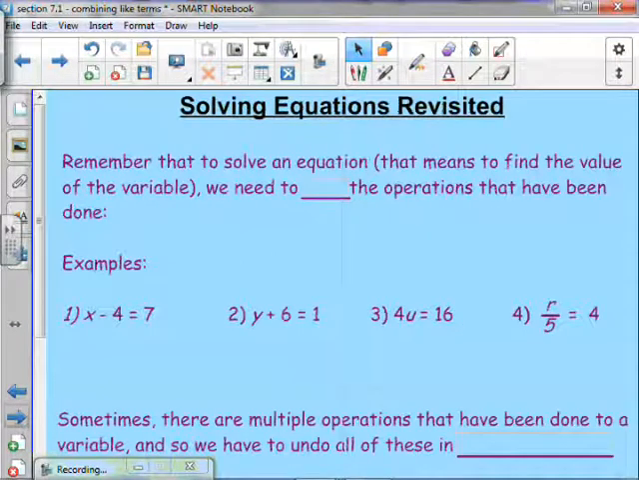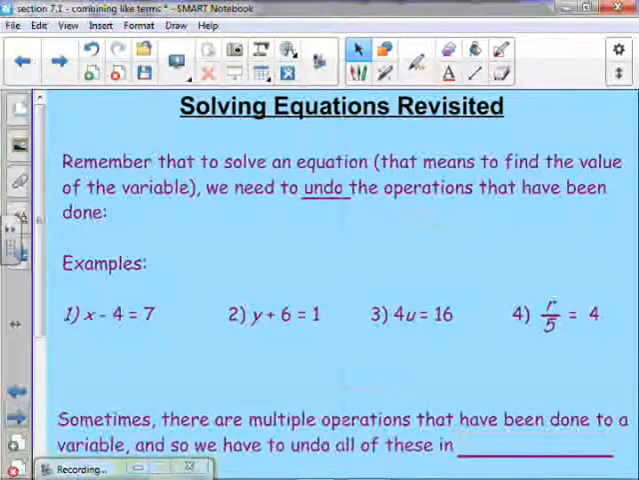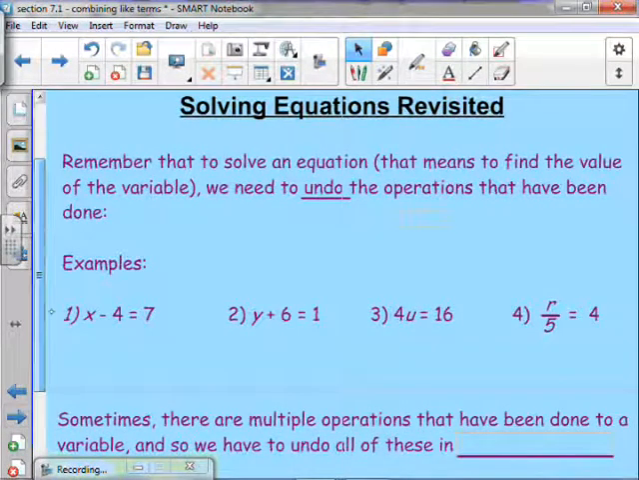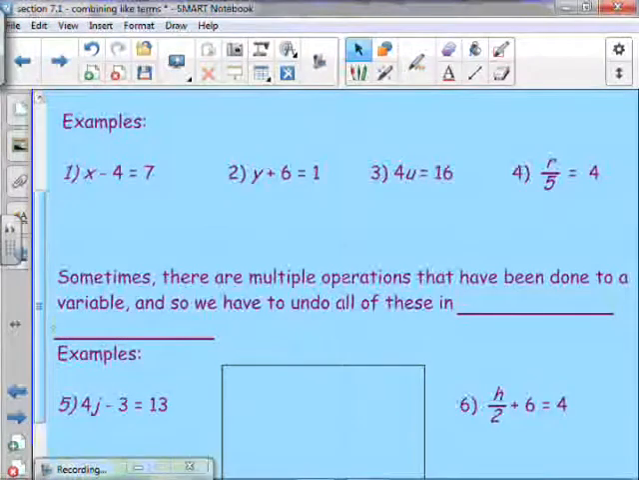Now we're going to solve equations. And I need to talk about this again because we have done this, but it's been a while. Remember that to solve an equation, and what that means is we're going to find the value of the variable that we don't know. In order to do that, we need to undo the operations that have been done. So I gave 4 examples, one for each of our major operations that we've worked with.